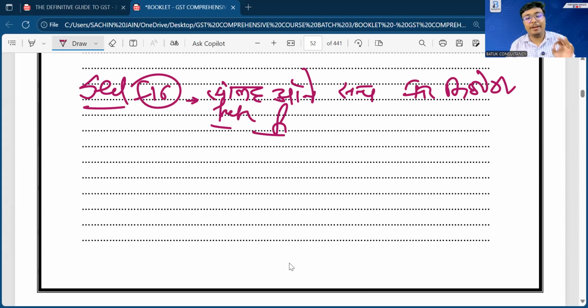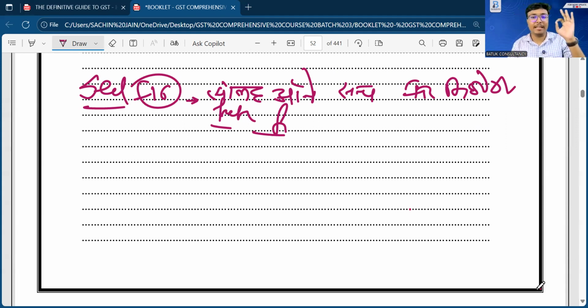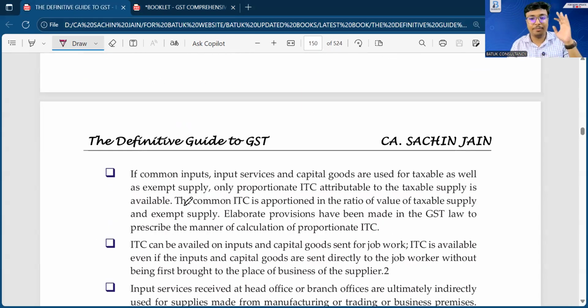No, sir, revision of annual return is not at all possible. So 16 आने सच, ITC मिलेगी फटाफट. This section is on account of your input tax credit. Just check it from the book as well.